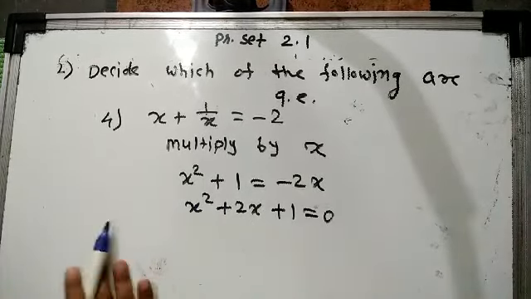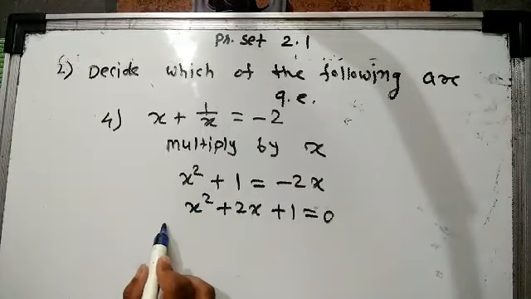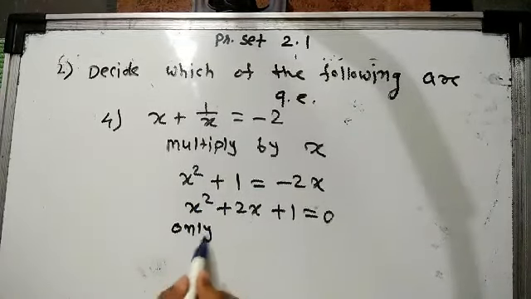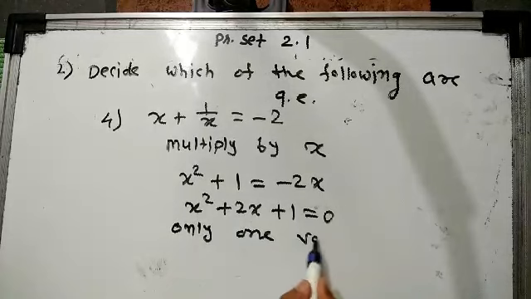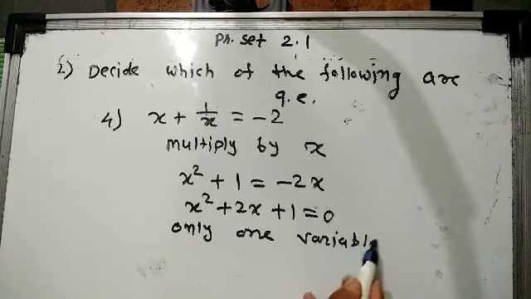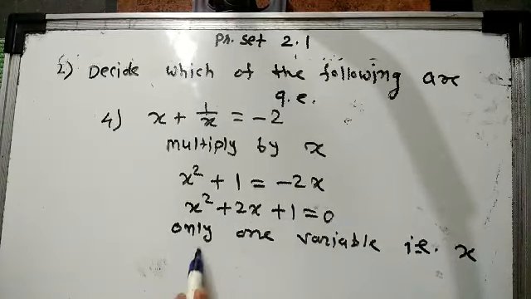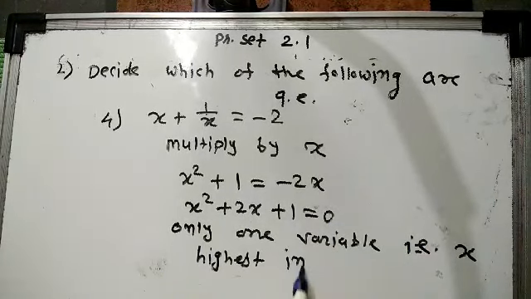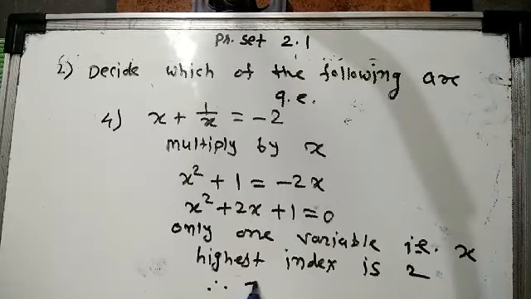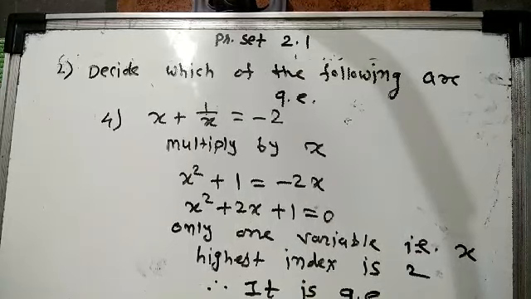How many variables are there? There is only one variable, that is x, and highest index is 2. Therefore it is a quadratic equation.